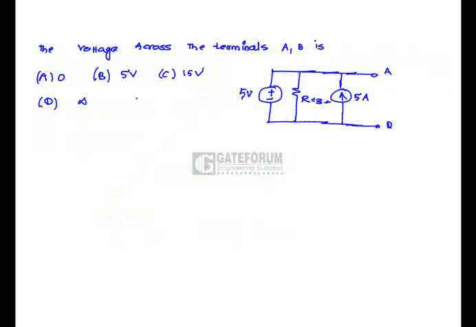Across the terminals A and B, the voltage across parallel elements is going to be equal. That is, VAB is nothing but 5 volts here, because the 5 volts is across the current source also. So option B is correct.